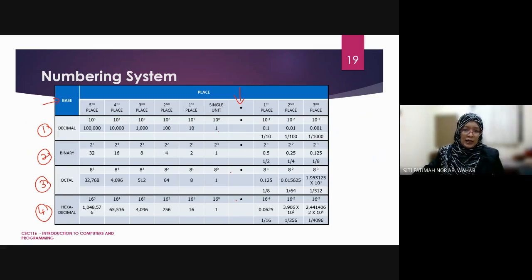1 is actually 10 power of 0 for decimal. 1 is actually 2 power 0 in binary. In octal, it is actually 8 power 0. 1 is actually 16 power 0 in hexa. So you will learn this later in depth in your CSC159. So let's see the basics only for this course.